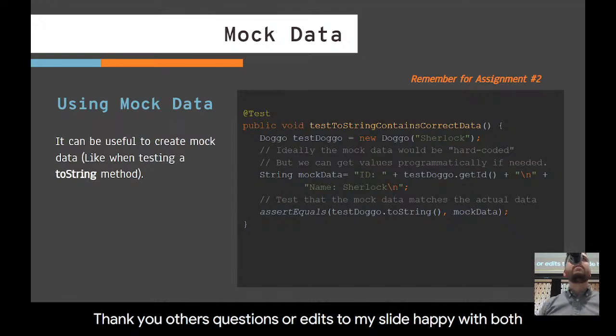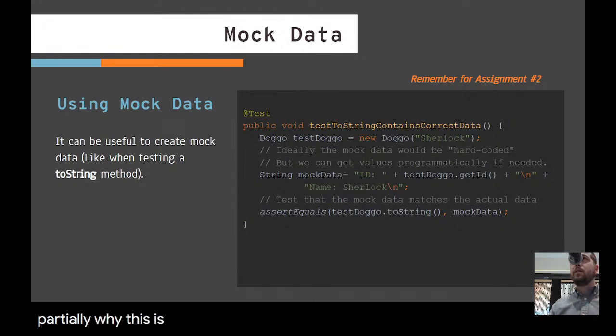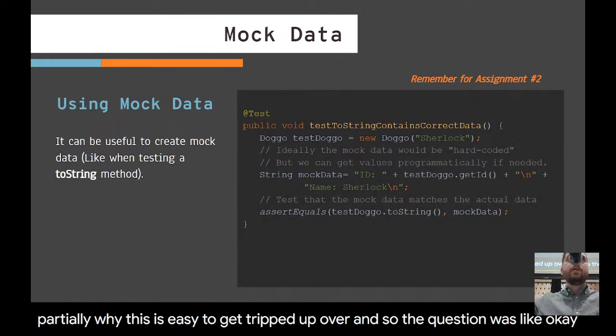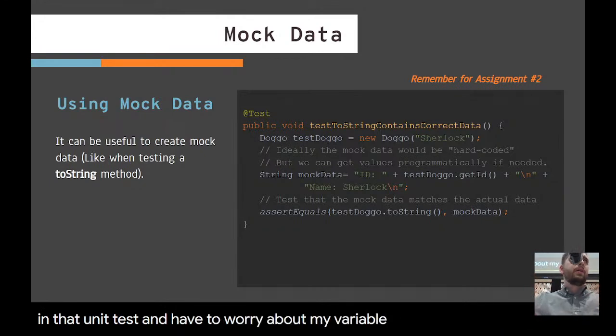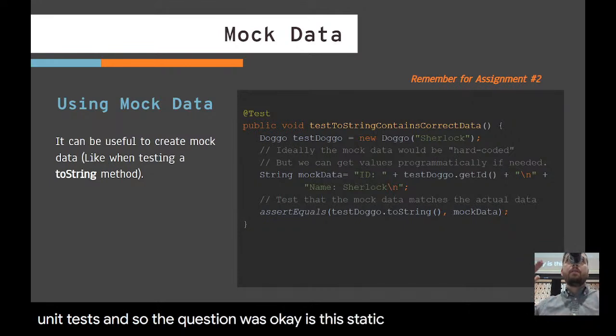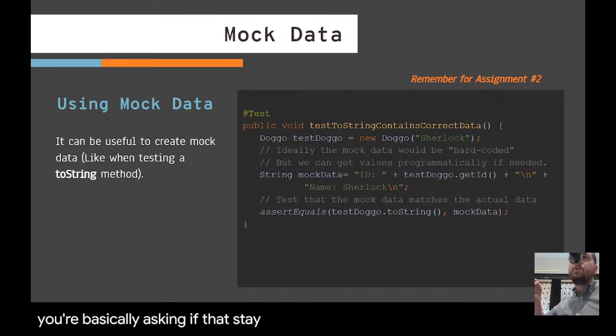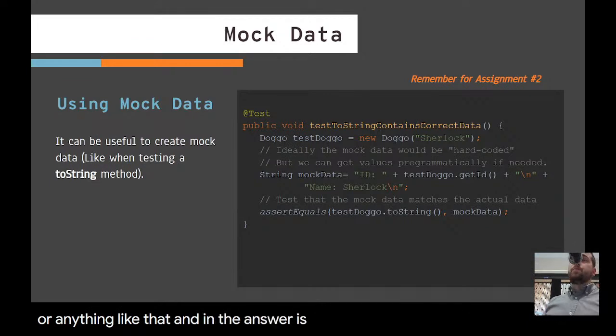Right, and so I think your question is partially why this is easy to get tripped up over. The question was, okay, in the past when writing unit tests, I'm very used to everything being contained in that unit test. I don't have to worry about my variables bleeding over into other unit tests. So the question was, does this static variable stay the same between unit tests, or does it reset? And the answer is no. It does not reset, and instead it continues to increment.